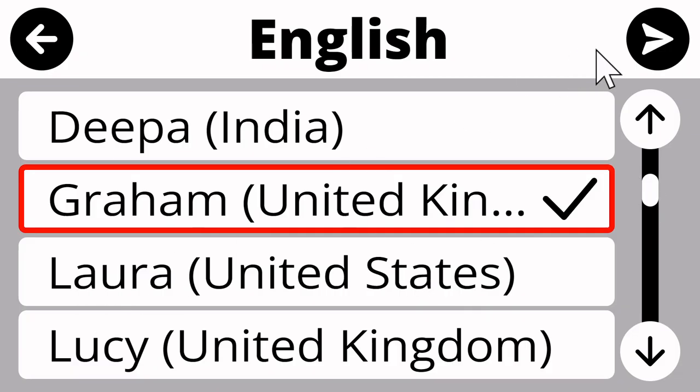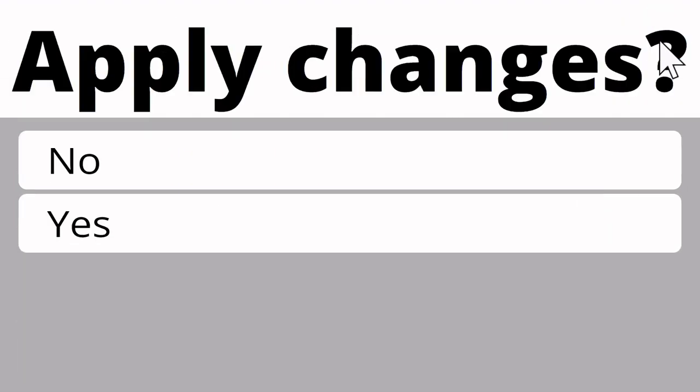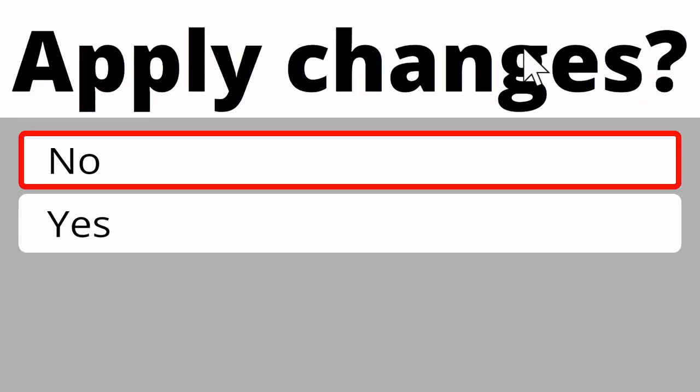So at this point in the upper right, I can click the submit button, or I can back out and click the submit button to change my configuration. Until I do this, I'm going to have the 4 voices we saw when I came in. So let's tap submit to swap out my voices. It's going to ask me if I want to apply these changes. I'm going to say yes.